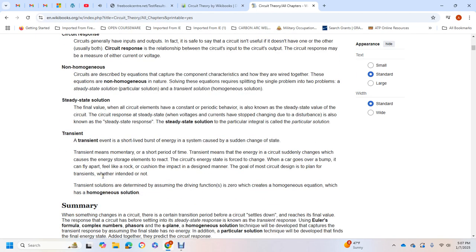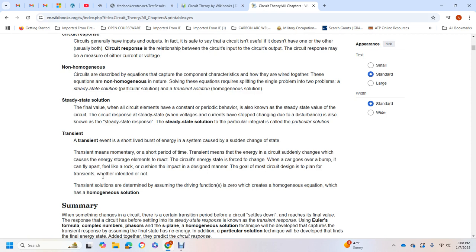Transient event: a short-lived burst of energy in a system that causes a sudden change of state. Transient means momentary, or a short period of time. Transient means the energy in the circuit suddenly changes, causing the energy storage elements to react. A certain circuit's energy state is forced to change.